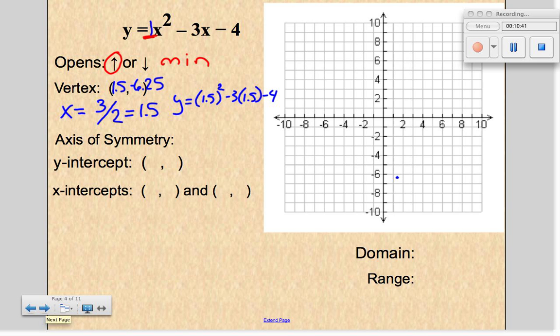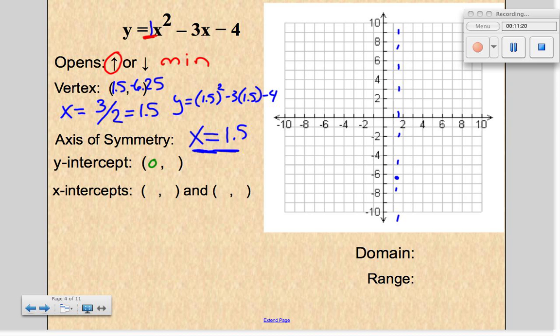The axis of symmetry is always an equation. It's always x equals whatever the x value is in my vertex. So in this case, my x value in my vertex is 1.5, so I've got this axis of symmetry. You don't have to draw this line, but I think it can be helpful. So my axis of symmetry goes through my vertex, and it's always an equation that starts out x equals whatever the x value is.